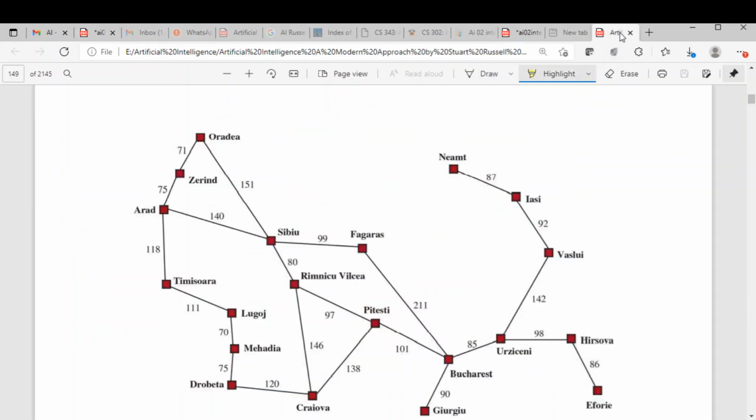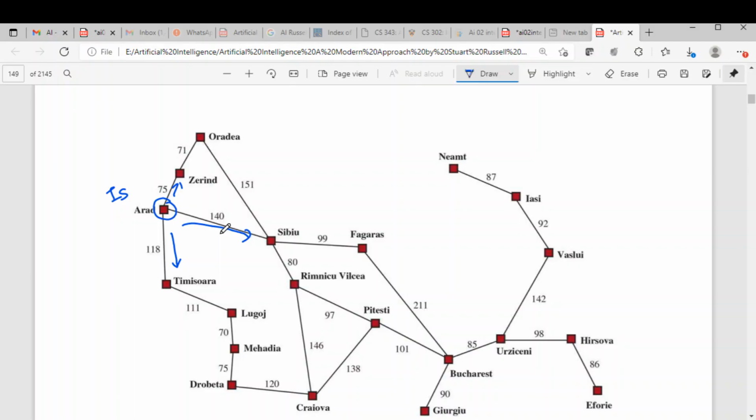So initially, this is the place where the agent is placed. Agent is currently in Arad. Here is the agent. This is the initial state. Now from Arad, you see what are the possibilities the agent has. From Arad, where can the agent go? There are only three possibilities. Either he can go to Zerind, or he can go to Sibiu, or he can go to Timisoara. Any one of these three destinations the agent has to choose.